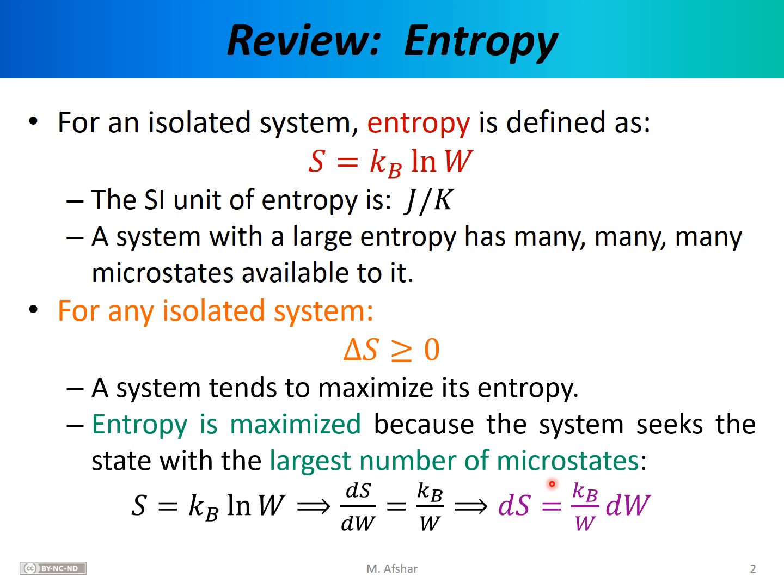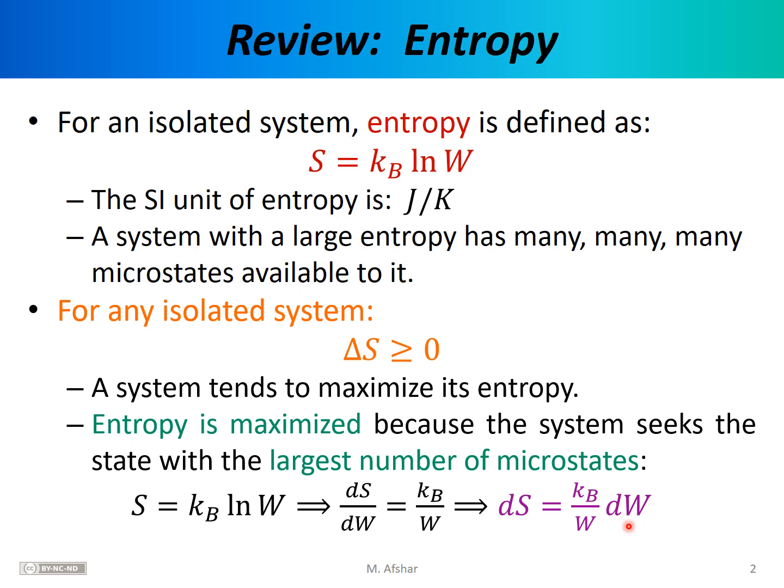We can state this a little more mathematically by differentiating both sides of this equation to find that a change in entropy is equal to Kb over W times the change in the number of microstates. So when we say that a system is increasing its entropy, what we're really saying is that the system is trying to increase the number of microstates that are accessible to it.